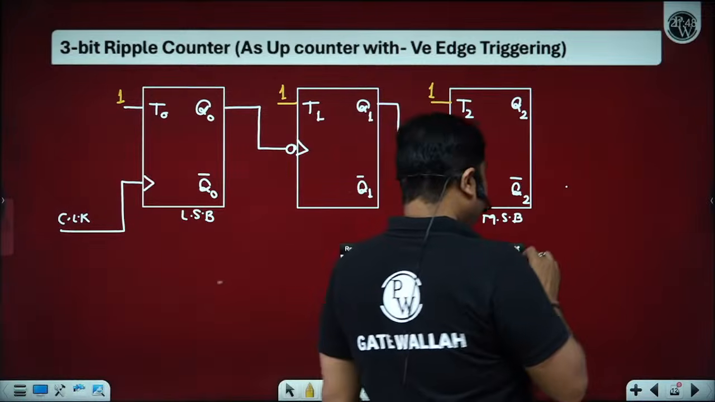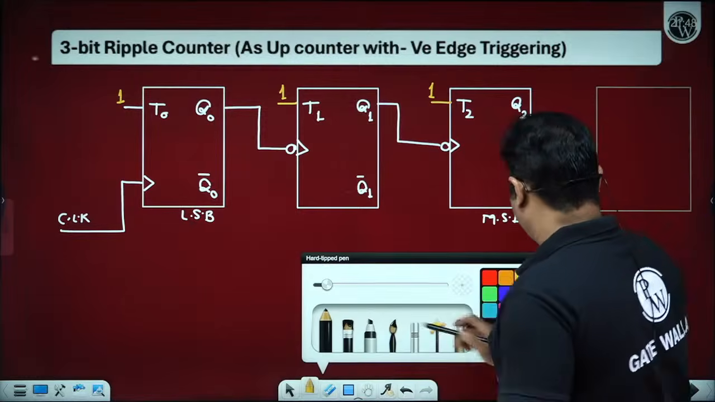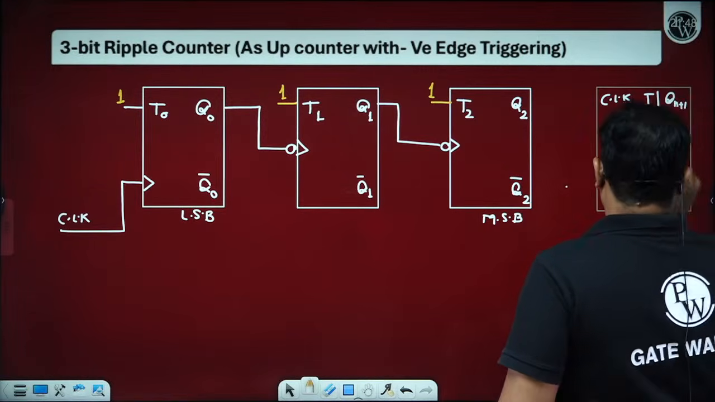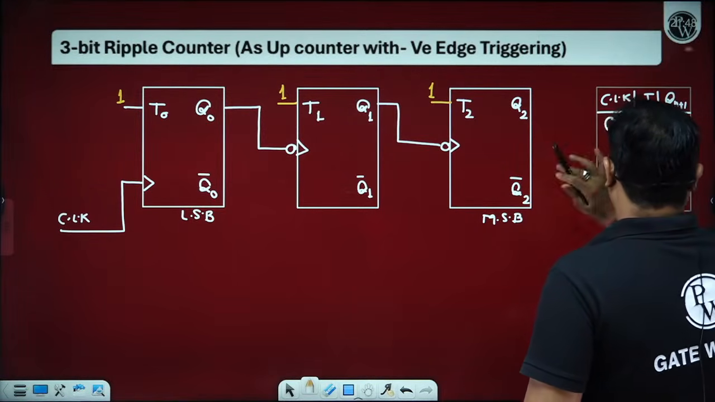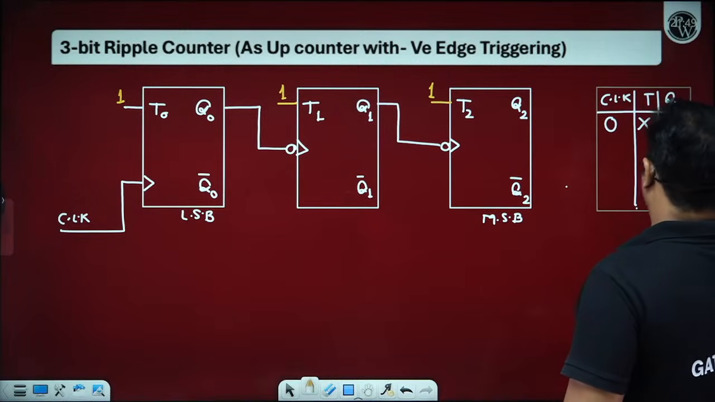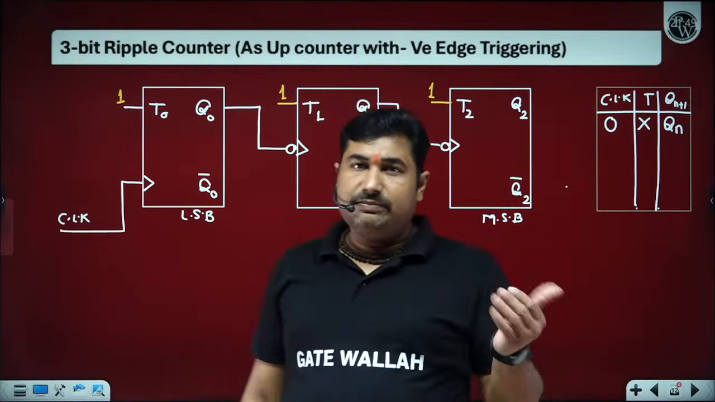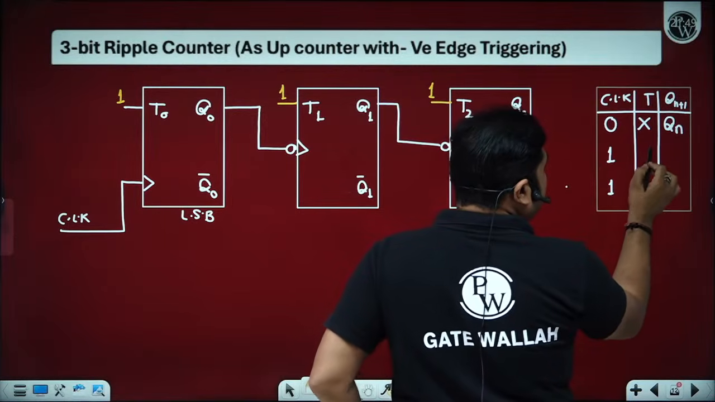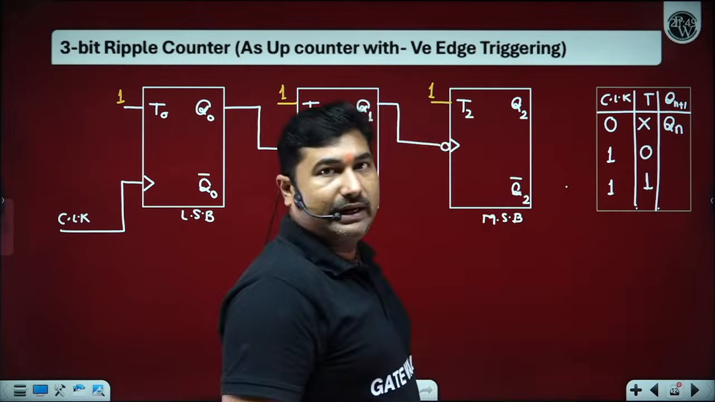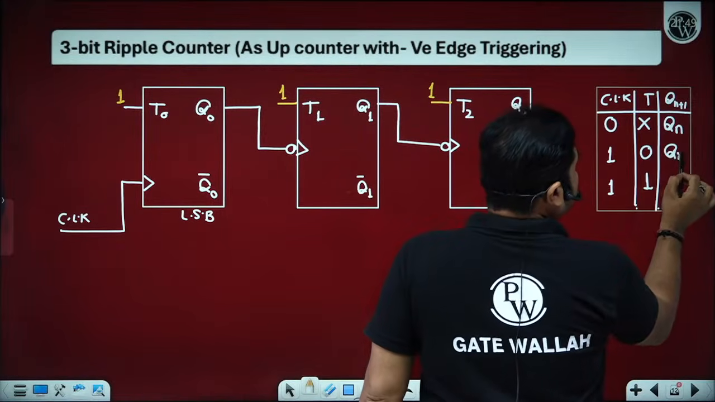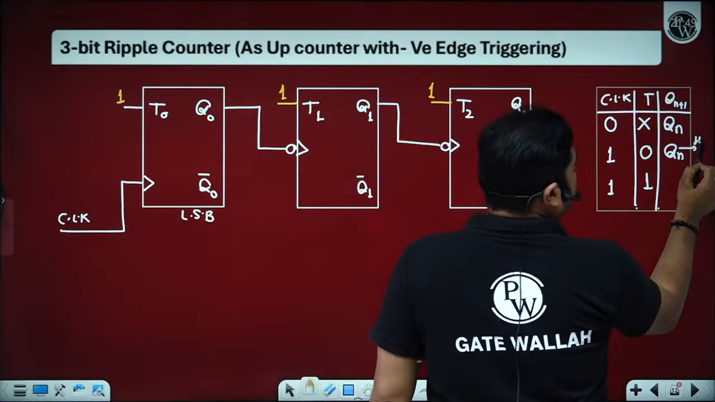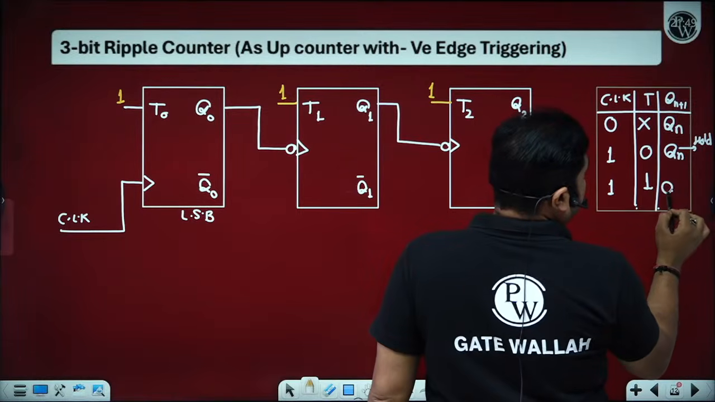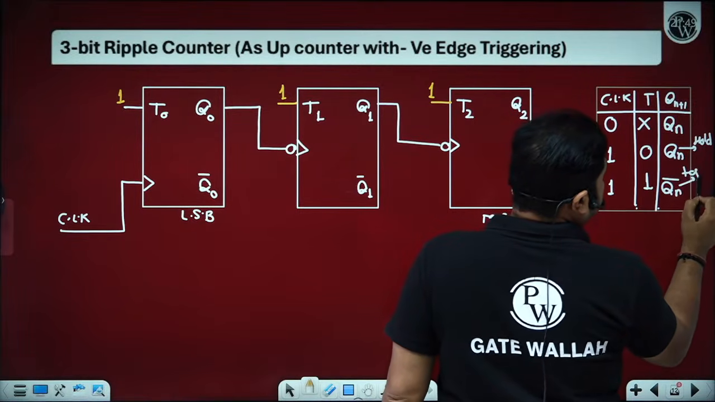We all remember the T flip-flop truth table. So we have clock, T, Qn plus 1. Unless there is a clock, irrespective of Qn, we have the data the same as the previous data. The next state is the same as the previous state. Only when there is a clock, then depending upon the T input, 0 or 1, the next state will be available. So if T equals 0 and a clock appears, then the T flip-flop holds, and when T is 1, the T flip-flop toggles.